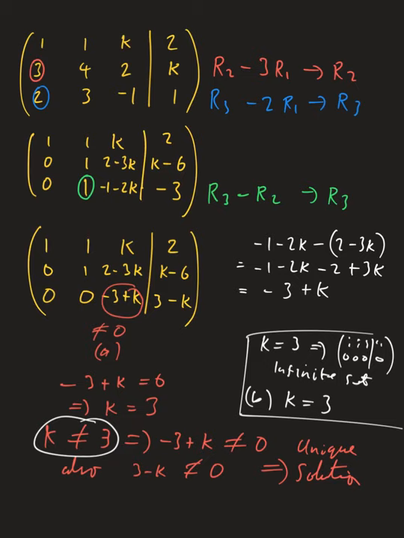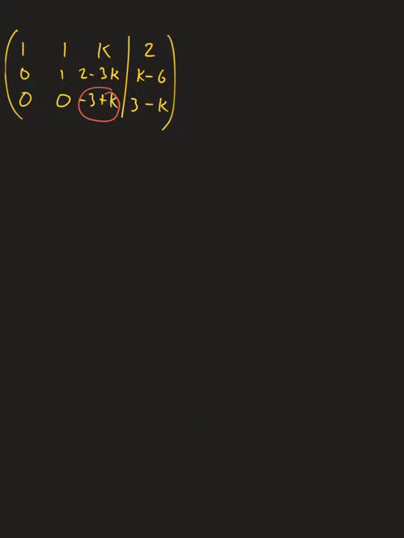So part A, k is not equal to 3 implies there's a unique solution. K is equal to 3 in this case implies that both of those terms are 0, minus 3 plus k and 3 minus k. And then we get the infinite set. So the last part then is to obtain those two solutions. So we'll start with the unique solution in the case where k is not equal to 3. So I've copied that over here. I'll start with that last line, go for a unique solution. So this is for the case where k is not equal to 3.